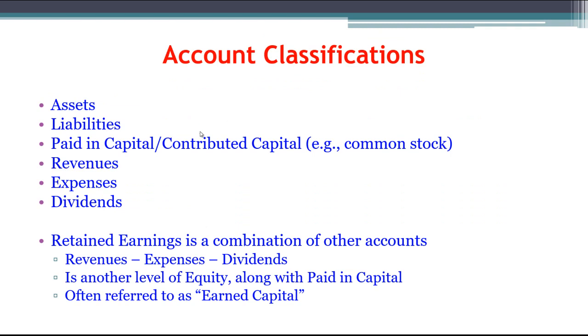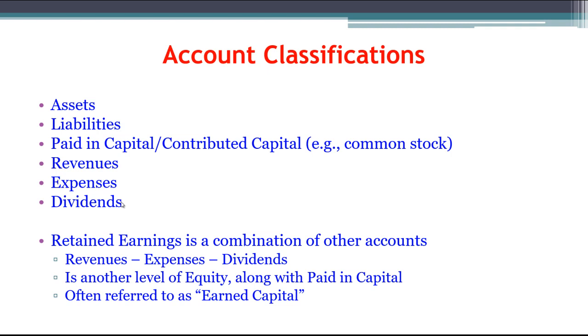Let's go back and talk about the account classifications that we just mentioned earlier, the ones that were highlighted in red. We have assets, liabilities, paid-in capital or contributed capital or common stock, whatever term you want to give it, revenues, expenses, and dividends. Those are our 6 account classifications that become very important later on when you start learning normal balances and journal entries and things like that.